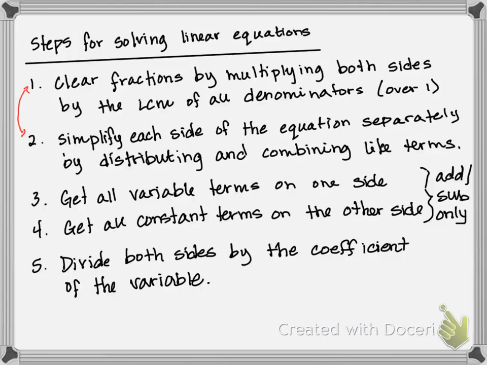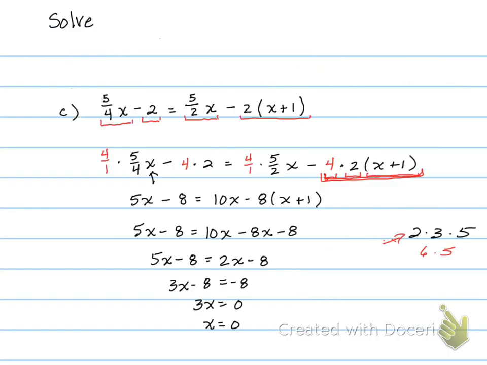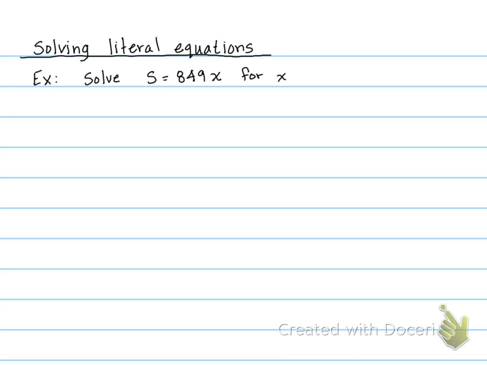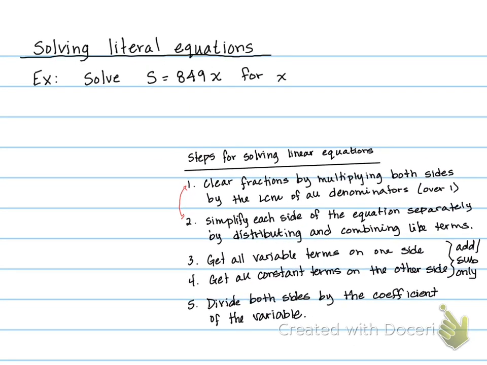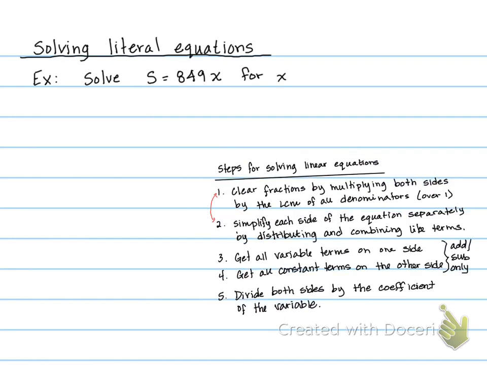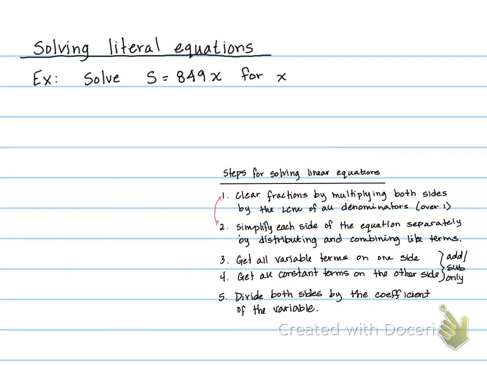This is where your steps come in really handy because we're doing the same steps. It's just not quite as easy to see, right? Because there's no numbers there. If I look at it, here, let's do s over 849. We'll keep this guy handy.